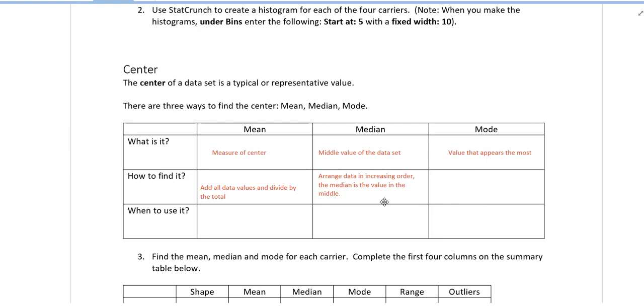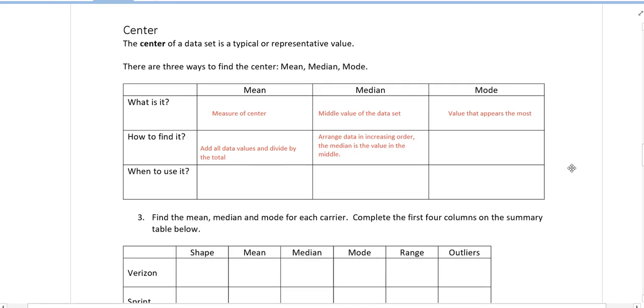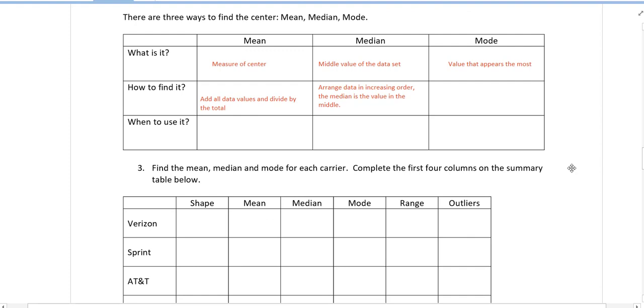Now the mode, you find it by seeing the value that appears the most. So the one that repeats the most. The same way in finding the median, right? You arrange them in increasing order, and then the ones that repeat will be listed next to each other. And so that's how you will find the mode.